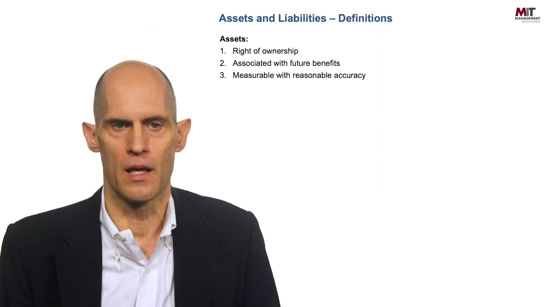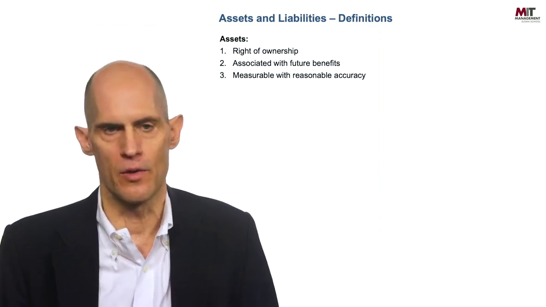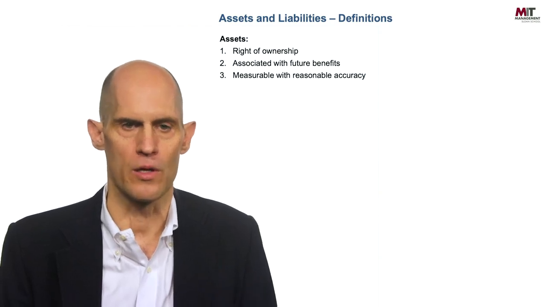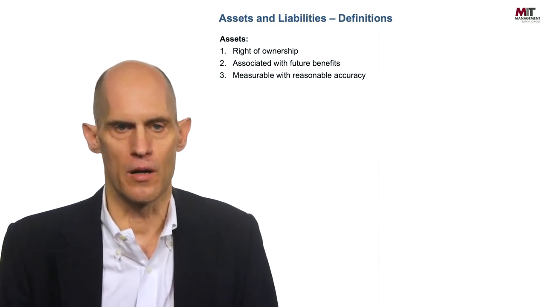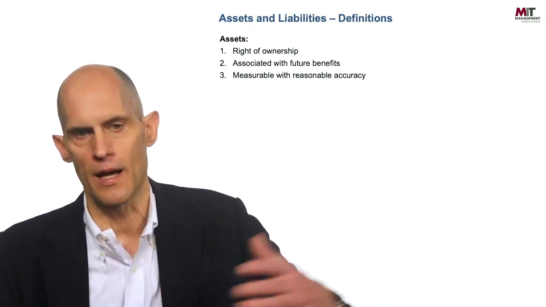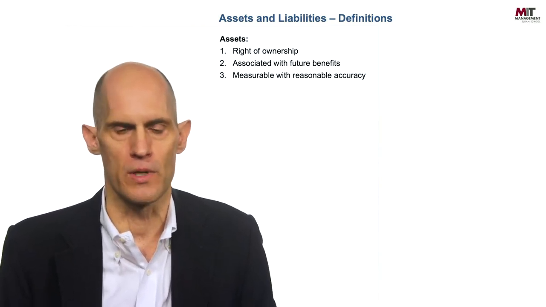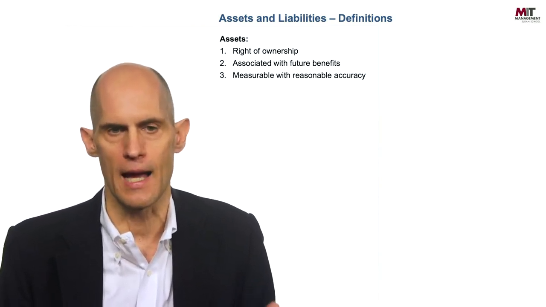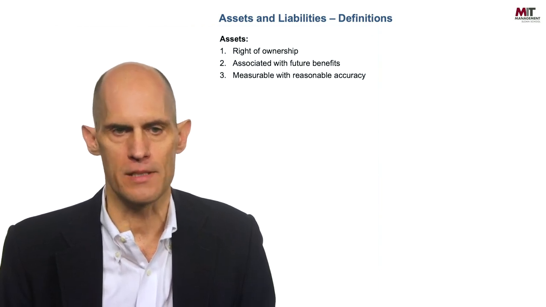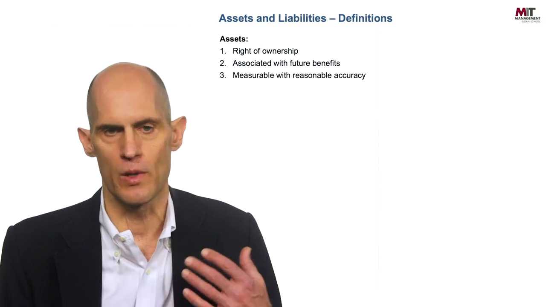Some more formal definitions here of assets and liabilities. Assets, there are three tests for an asset. You have a right of ownership, so you own your car. Your car is associated with future benefits, so it's not just a complete junker, you can drive that car around. And the value of that car is measured with reasonable accuracy.